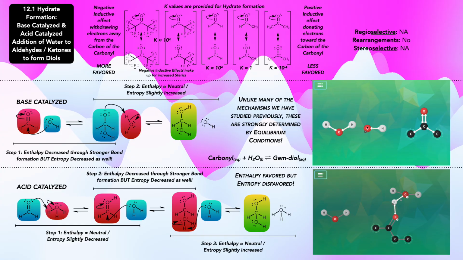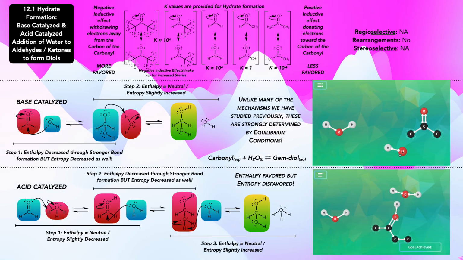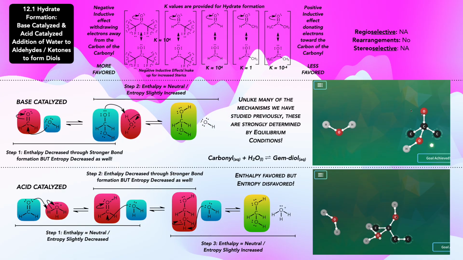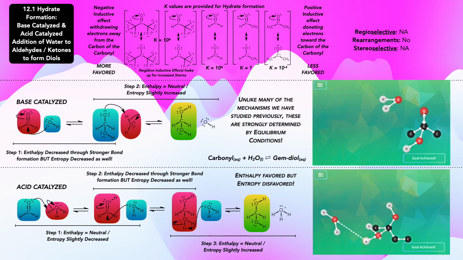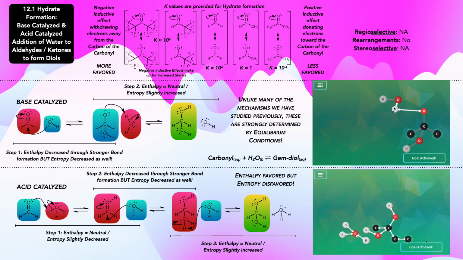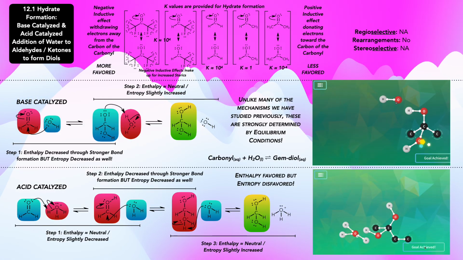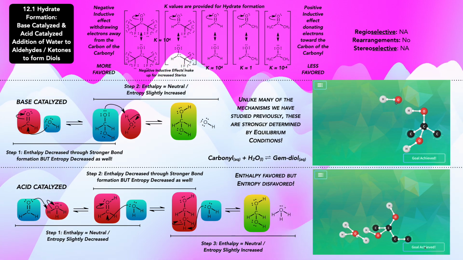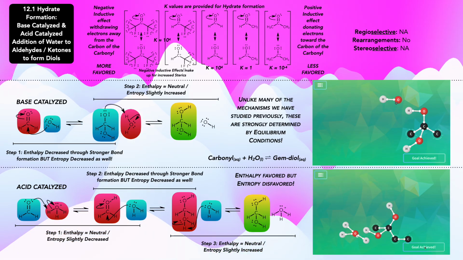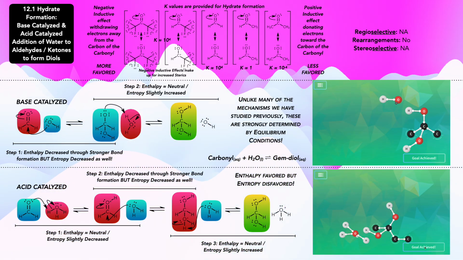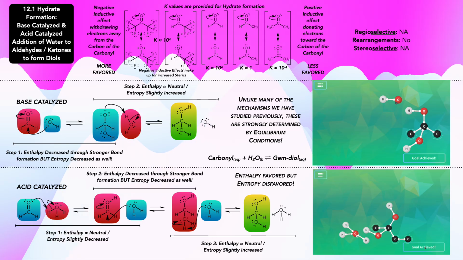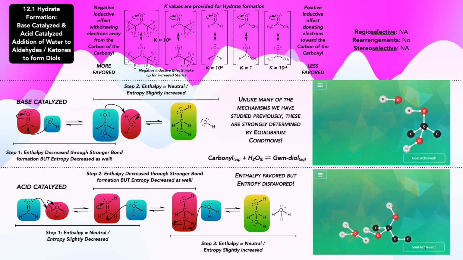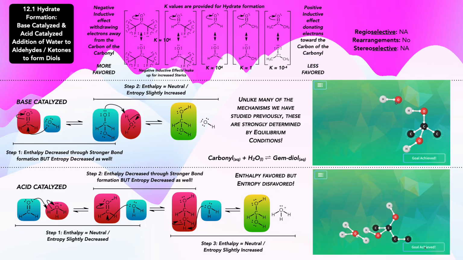We begin with hydrate formation, addition of water to either aldehydes or ketones. This reaction is reversible and equilibrium controlled. We can summarize it as a carbonyl plus water to form a geminal diol. The key thermodynamic idea through all of these is that we're going to replace a pi bond with two sigma bonds. And since sigma bonds are stronger, delta H decreases. But we are going from two molecules to one. Therefore, entropy also decreases. So the hydrate formation is enthalpy favored, but entropy disfavored.